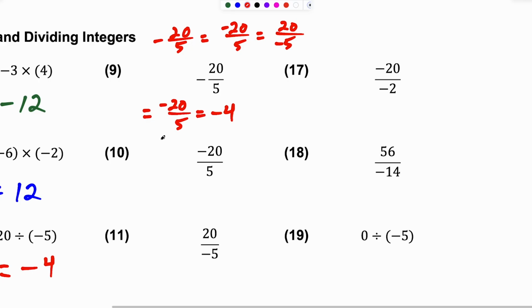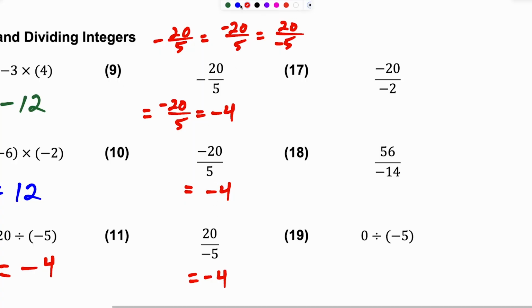And now I had just mentioned it before. Once again, the fraction negative 20 over 5 is equal to negative 20 over 5. And this is equal to negative 4. So we could actually say that all three of these are equal to negative 4. So negative 20 divided by 5 is negative 4. 20 divided by negative 5 is also negative 4.